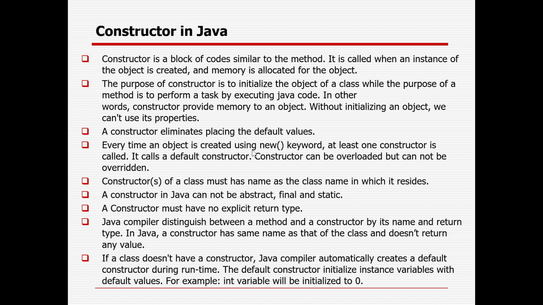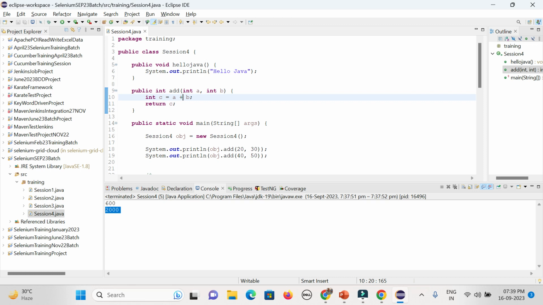So a constructor can be overloaded but cannot be overridden. A constructor should have the same name as the class name. A constructor in Java can't be abstract, final, or static. A constructor cannot have any implicit or explicit return type. So how can you understand whether it's a constructor or a method?